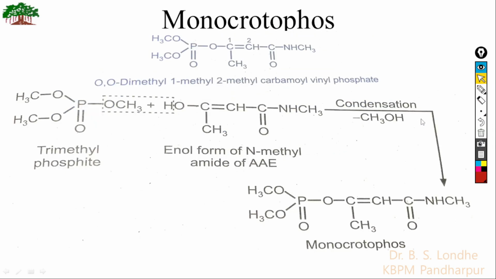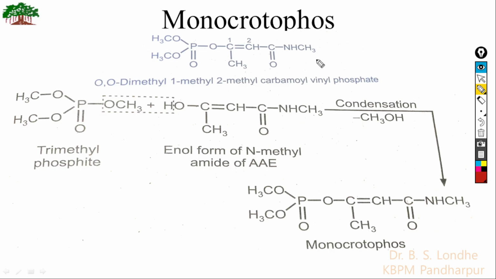Then the next agrochemical is known as Monocrotophos. The structure of the Monocrotophos is given here, and the IUPAC nomenclature is O,O-dimethyl 1-methyl 2-methyl carbamoyl vinyl phosphate. It is a colorless crystalline compound. It readily dissolves in water, acetone, alcohol, etc.